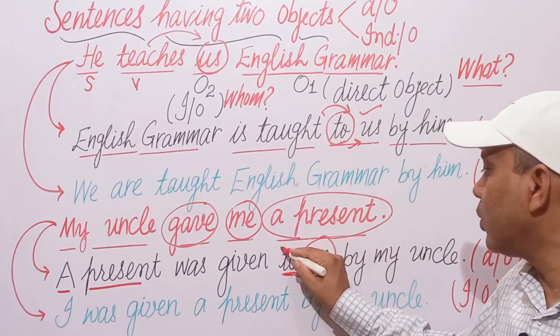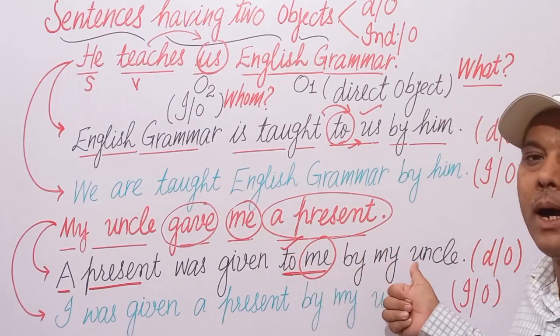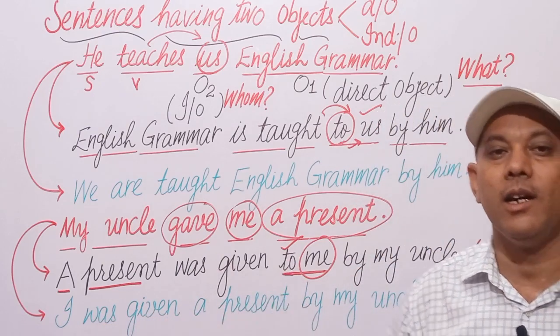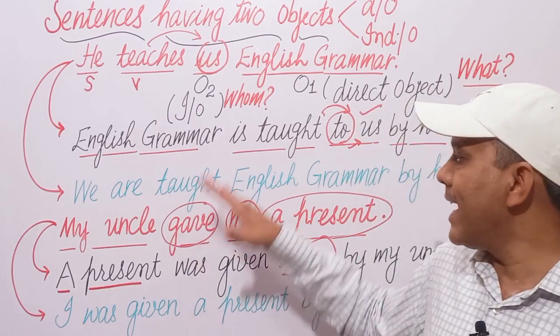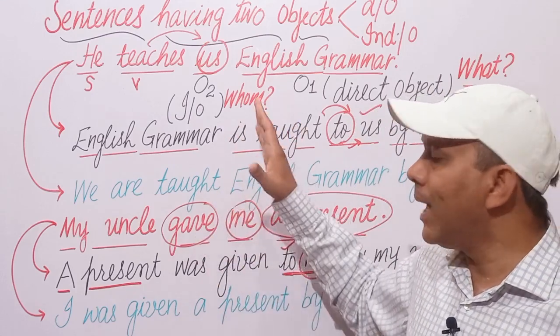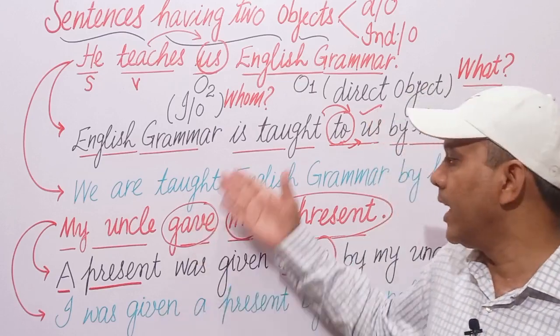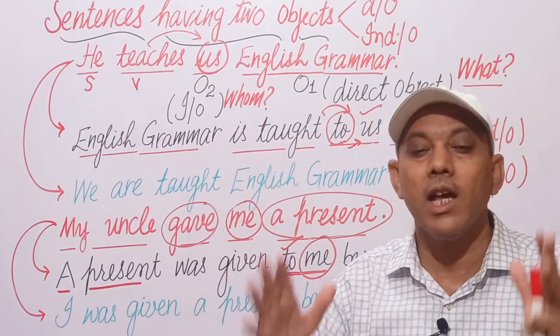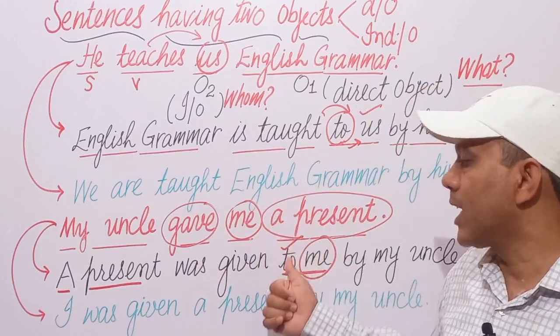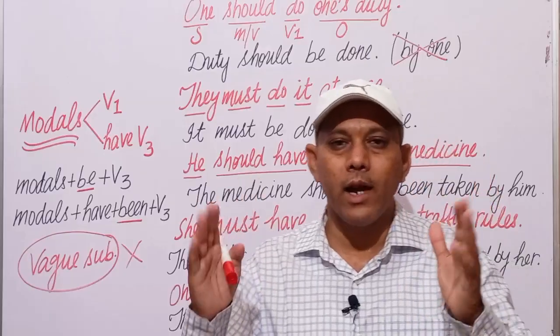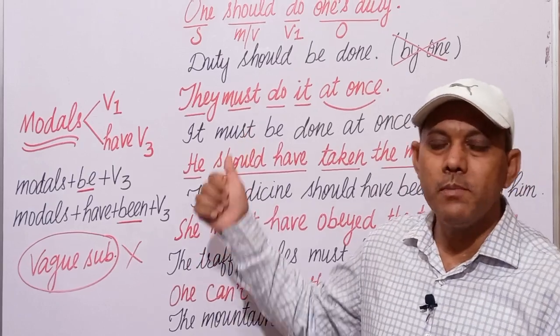Here we shall use to. Given to me by my uncle. Or, I was given a present by my uncle. We can transform double object active voice sentences into passive voice in both ways. There are two ways to transform these sentences into passive voice.